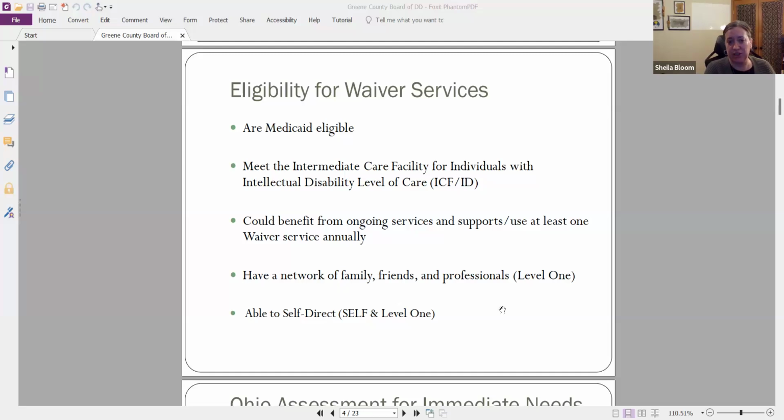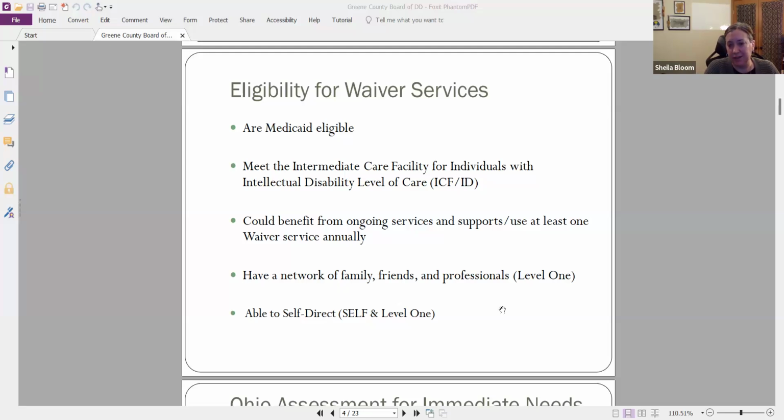Another question is, could the individual benefit from ongoing services and supports and receive at least one waiver service per year? That is still a little bit under suspension thanks to COVID. When COVID first happened, obviously we weren't receiving supports in the homes, people weren't going out in the community. So DODD and Medicaid suspended that requirement. We're slowly getting back towards requiring that at least one waiver service is used annually.